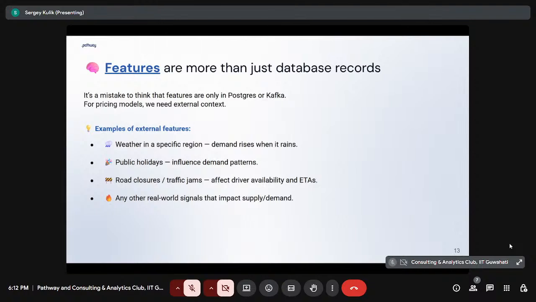But we need external context. We need the weather in a specific region. We need to know public holidays, for example. We need to know the information about road closures because it will cause surge in the pricing. And we need any other real-world signals. We can think of many. For example, there can be a very big concert planned somewhere, and it would also affect pricing in a certain time zone because we know that when the concert finishes, lots of people will leave the stadium and lots of them will call the car.